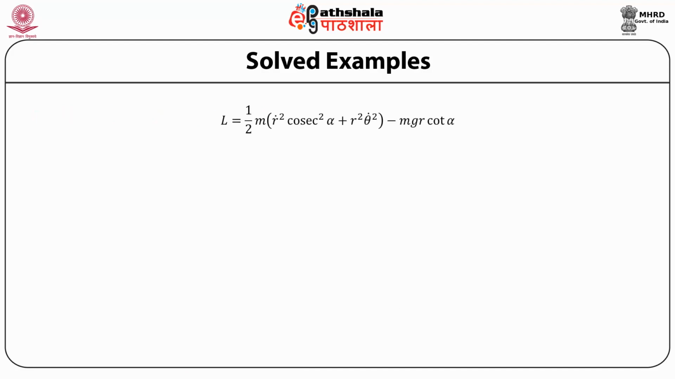For the motion of a particle on the surface of a cone, as we mentioned, there are only 2 degrees of freedom, and the Lagrangian then reduces to L is equal to half m into r dot square cosecant square alpha plus r square theta dot square, minus mgr cotangent of alpha. Our generalized coordinates are r and theta. The coordinate z is related to r and theta, so we have removed that.